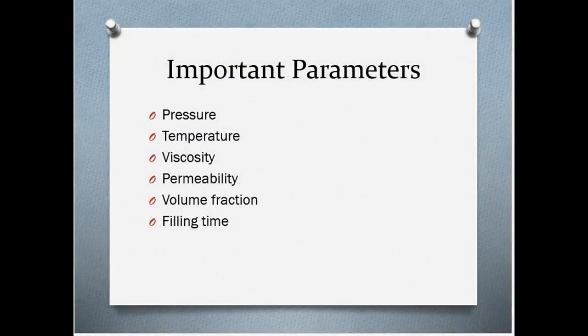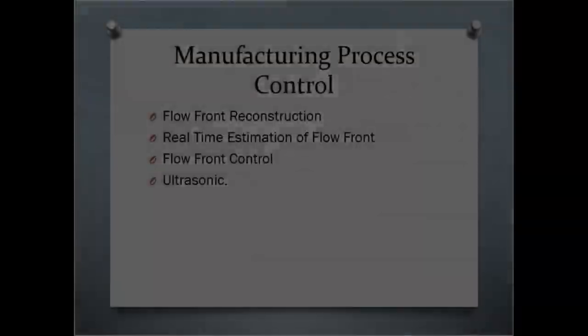Important parameters. The RTM process is governed by variables and parameters that are dependent on each other. Their combinations affect the process and the quality of the finished product. Consequently, they need to be carefully determined. The important parameters, which cannot be neglected in the designs, are pressure, temperature, viscosity, permeability, volume fractions, and filling time of the process.